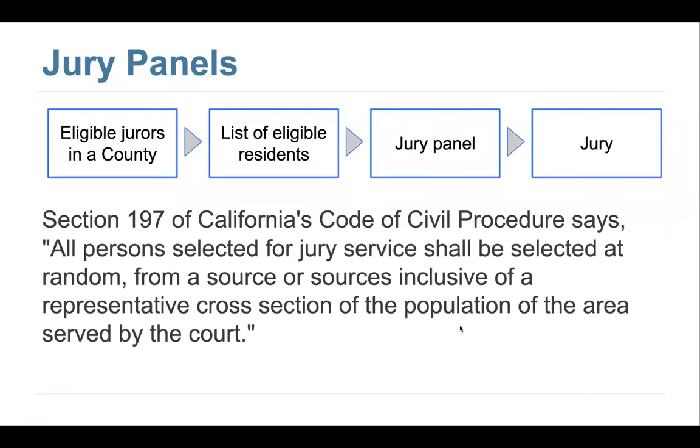And so part of our civil code actually says in California that all people selected for the jury need to be selected at random from a source that's representative of the population of the area served by the court. So if you're creating a jury in Alameda County, the people that are selected for jury should be selected randomly from the population of people who live in Alameda County.